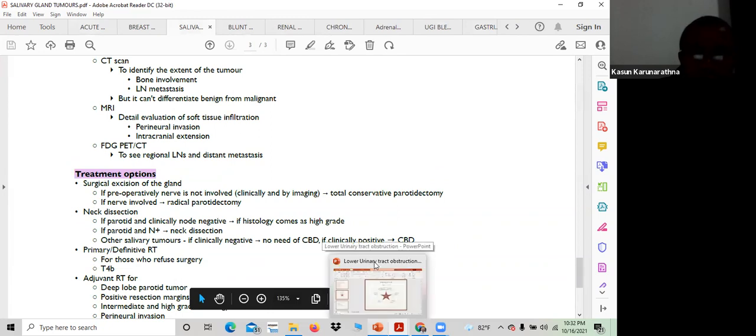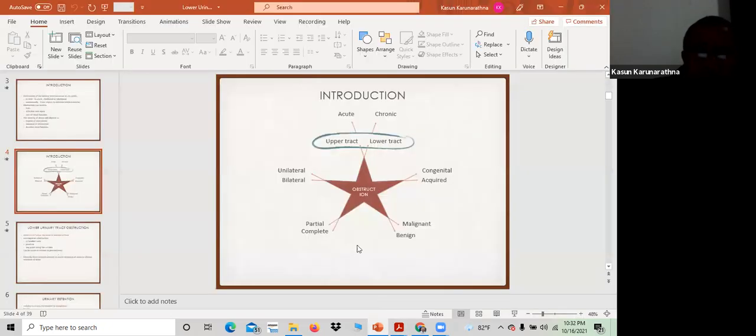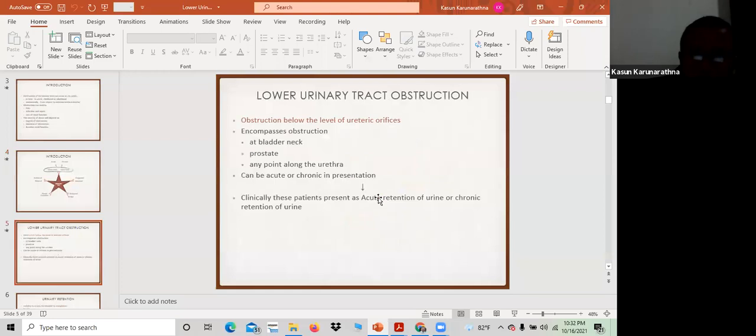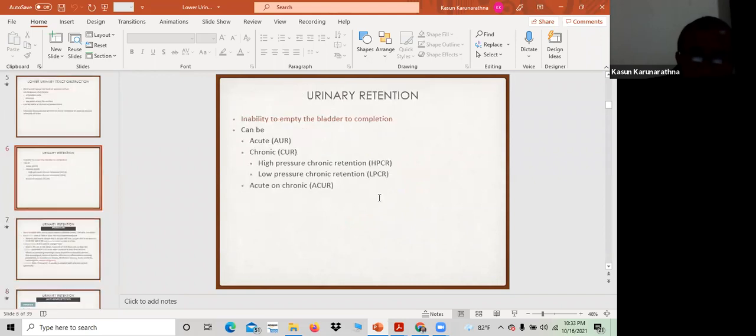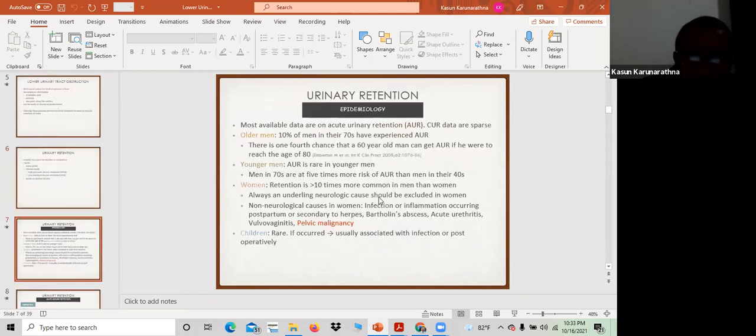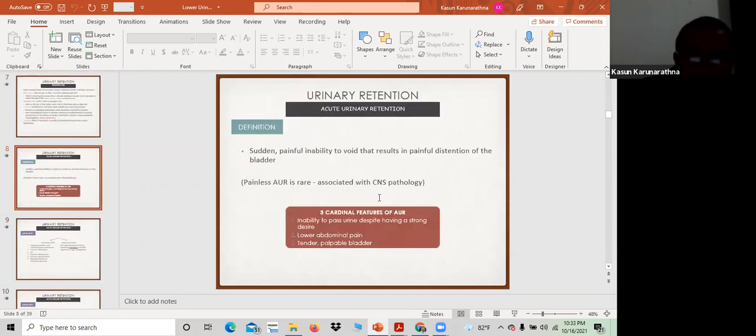So, yes, lower urinary tract obstruction. It could be at the bladder neck, prostate, or any point along the urethra, right? It can be acute or chronic. Acute retention is a sudden, painful inability to void that results in painful distension of the bladder.